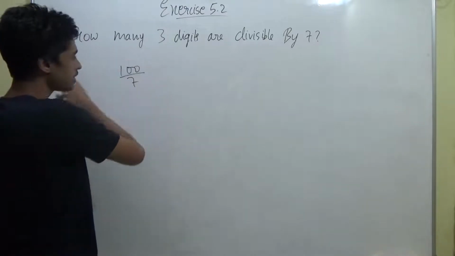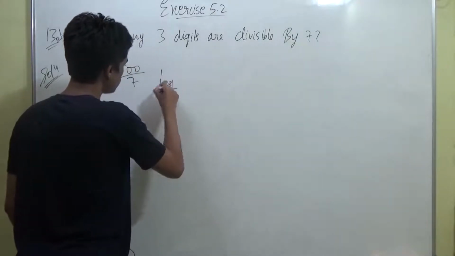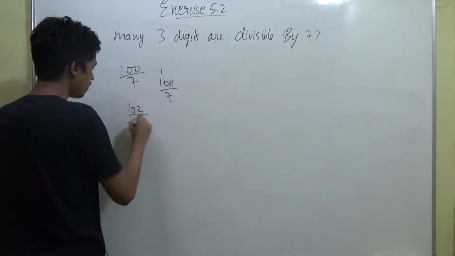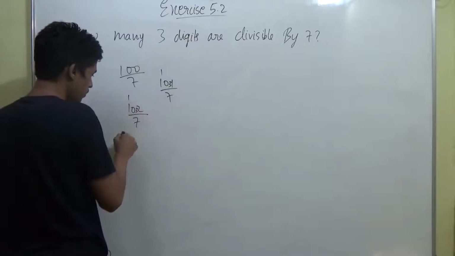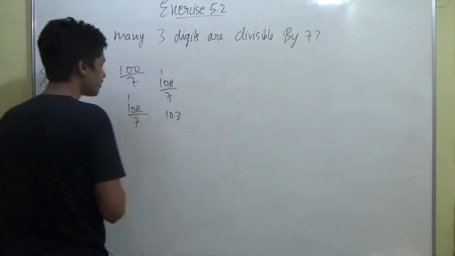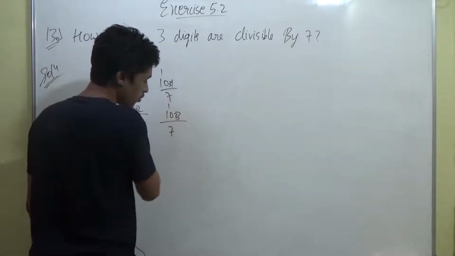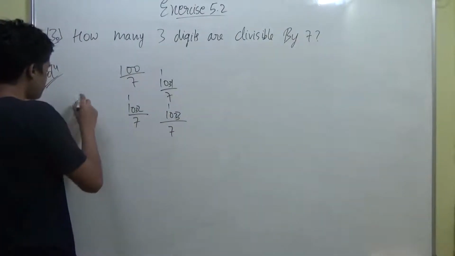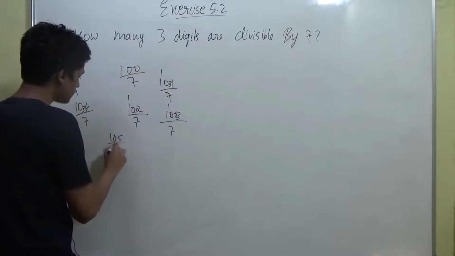If you see here, 100 is not divisible by 7. Let's go to 101 by 7. No, even 101 is not divisible by 7. 102 by 7, 1, 3 remainder, 32. 32 by 7, no, it's not possible. So even 102 is not divisible by 7. 103 by 7, no, even 103 is not divisible by 7. 104 by 7, even 104 is not divisible by 7.